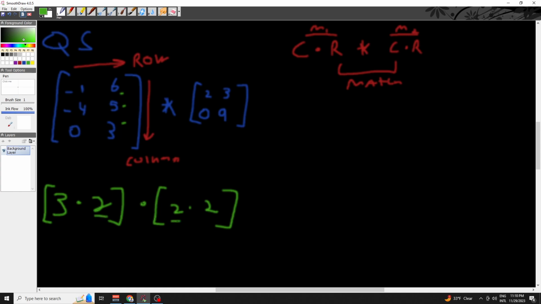Since these two numbers match, it's a legal trade. And then these two numbers define the new parameters. So we're going to make it a 3 by 2 matrix. And we're chilling there now.